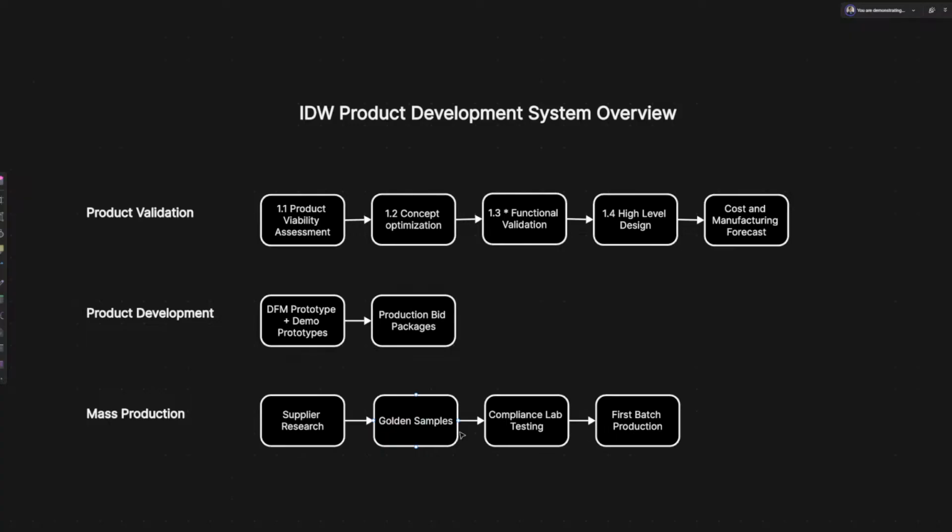So this could be FCC, or it could be IP or ingress protection, or it could be UL or RoHS, or there's many compliance requirements. There's some that are necessary for transportation of lithium batteries, for example, etc. And finally, we get to the production of the first batch and to the fulfillment or the shipping of that batch to our fulfillment warehouse, which is where IDW's work finishes.